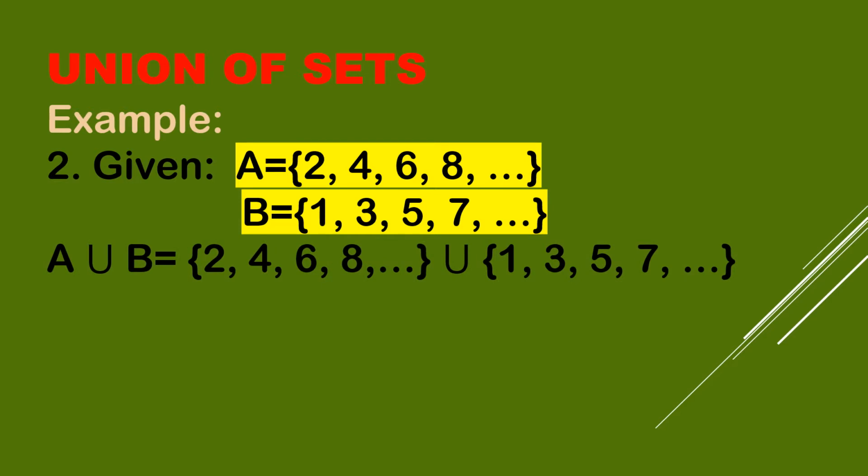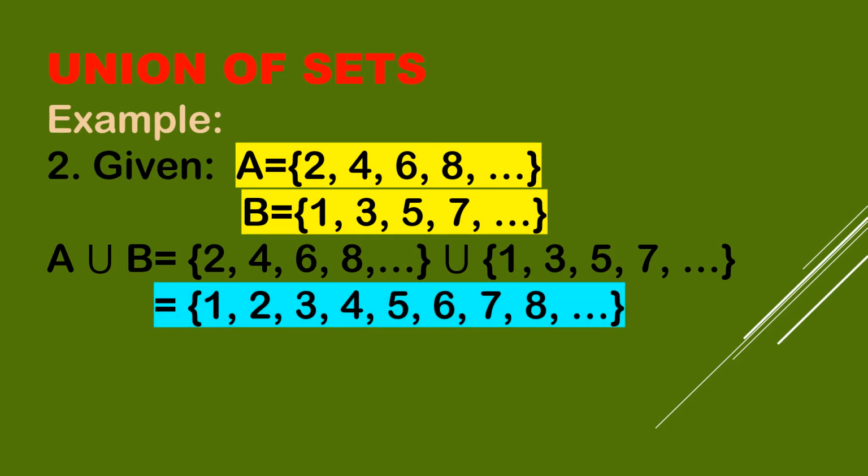So we have here A union B. So ano yung sagot nyo? Right, so we have the combination of all the elements of set A and all the elements of set B. That's why we have here 1, 2, 3, 4, 5, 6, 7, 8, ellipses. So, di na natin kailangan isulat yung 9, 10 kasi masyadong mahaba na. So, we can use ellipses here. Ibig sabihin, may kasunod pa.